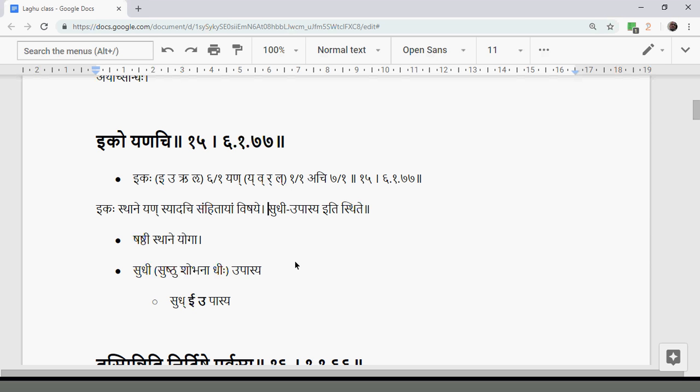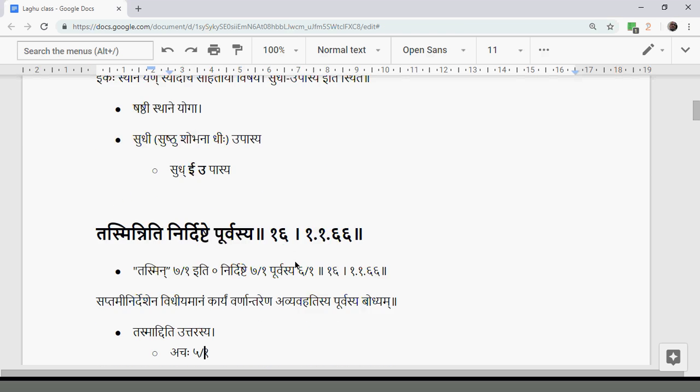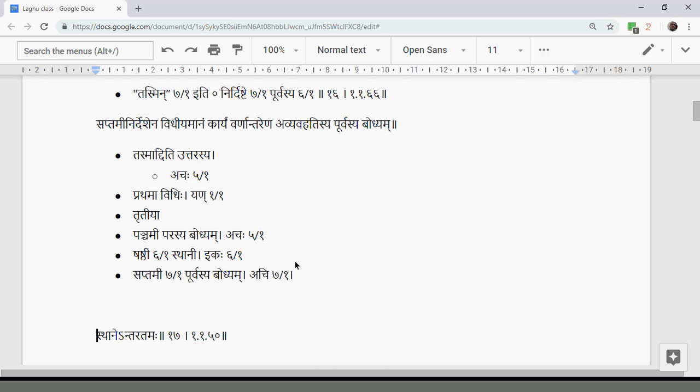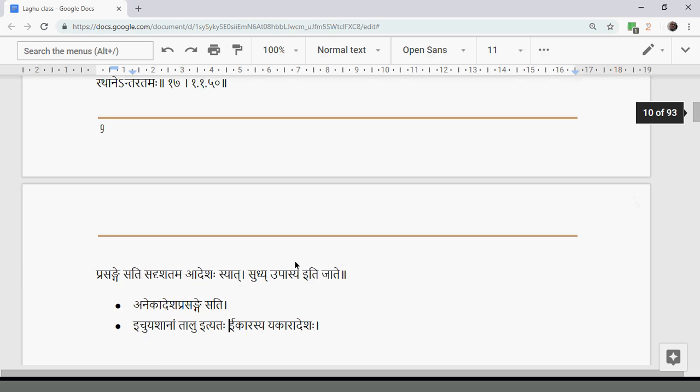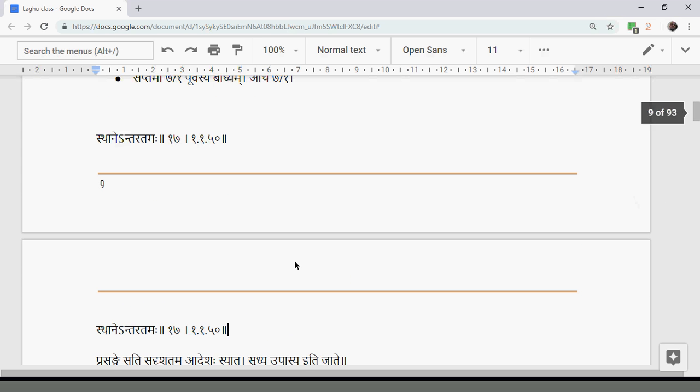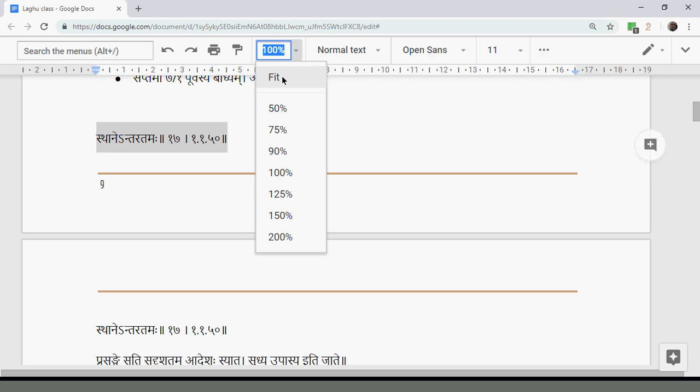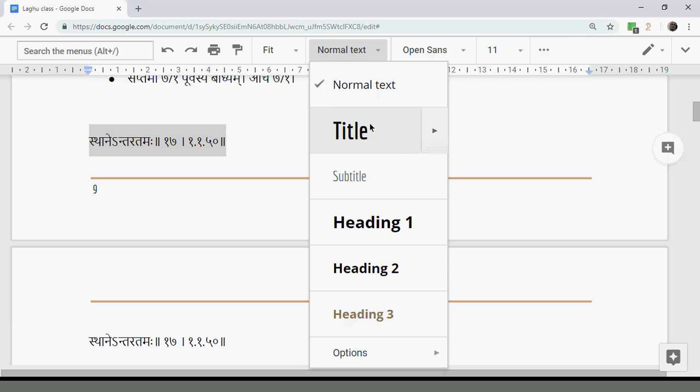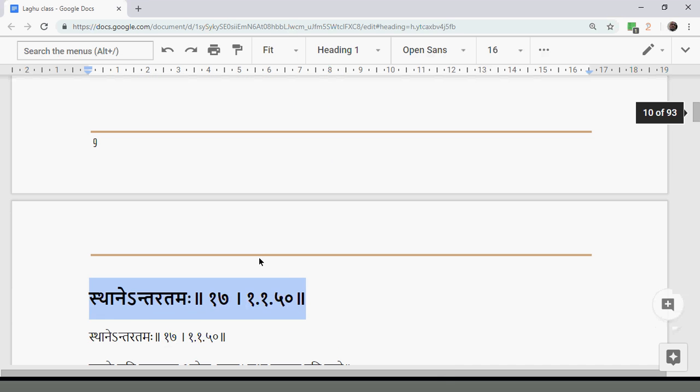When there is a samhita, then in Sudhi Upasya, this ikara should take yan adesha when an ach follows, where o is following. So which should be the adesha now? For that, the next sutra says Sthane Antaratamaha. Sthane Antaratamaha is the next sutra.